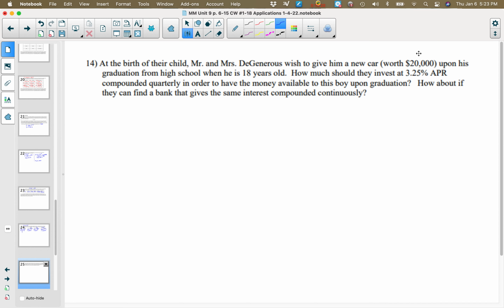So first of all, notice that this is now not P. We're solving for P naught. So this is P, this is how much money they want to have. We're trying to solve for P naught. So when we plug it into that formula, this goes in for P. We don't know P naught. We have 1 plus, the interest rate is 0.0325. It's being compounded quarterly, so that means n is 4. And it's going to be for 18 years, so we have to do 18 times 4. So this is what we're going to have to work out.